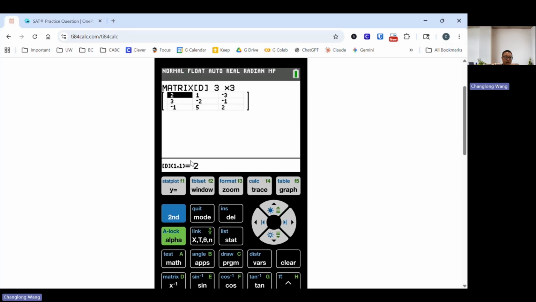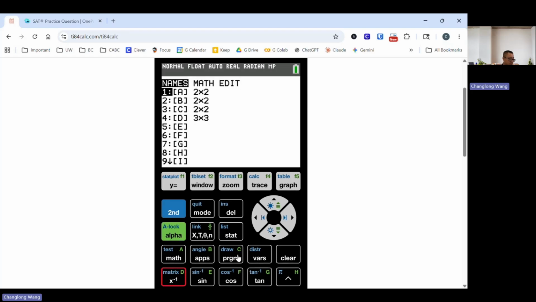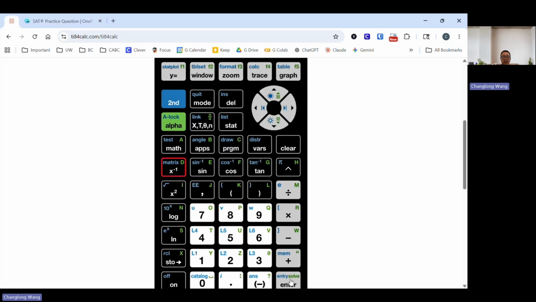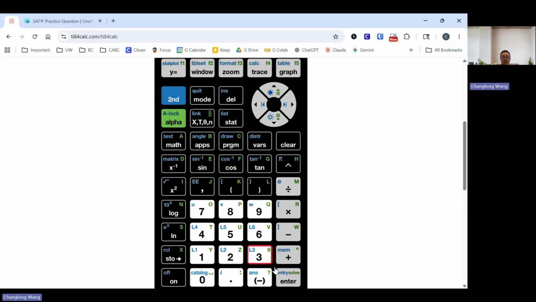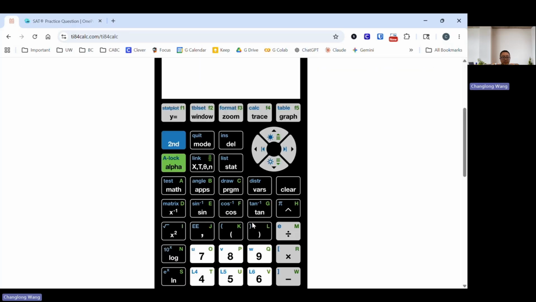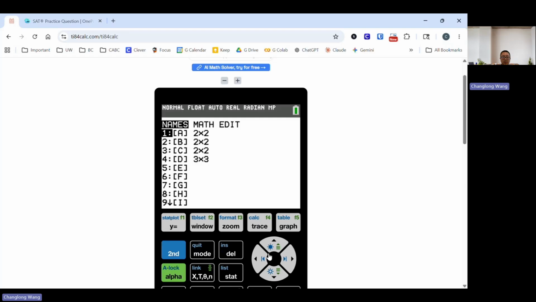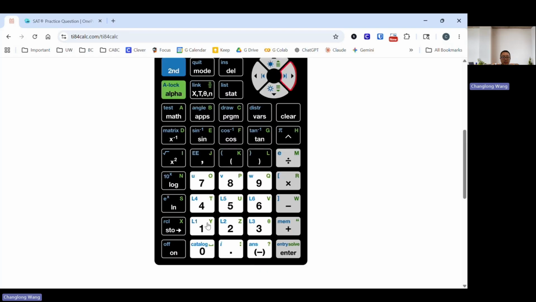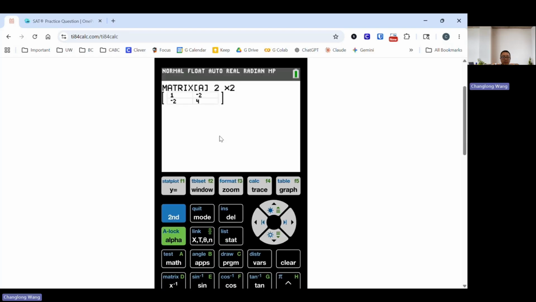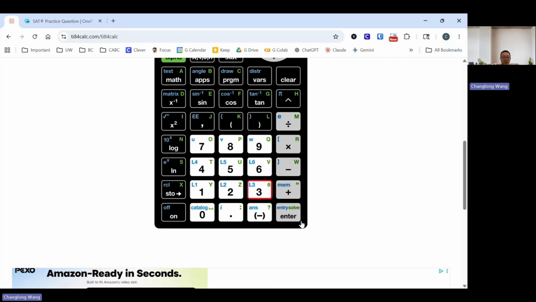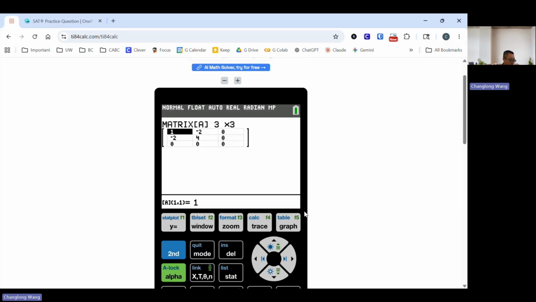Once you're done with that, let's do second quit, right? And let's specify the matrix X, right? So now you're going to have to pick whatever letter you want. So let's go with letter A, right? So matrix A, right? I'll do 3 by 3. Oh shoot. Second matrix, we're going to edit, right? Then go pick the matrix A, 3 by 3. All right, so matrix X, right?